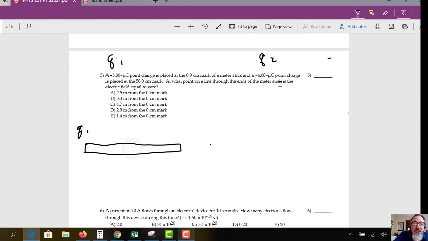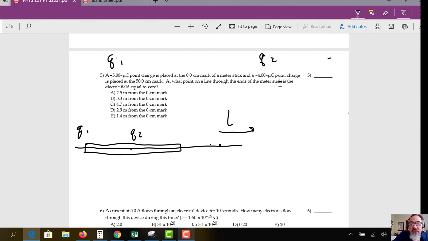Here's Q1. Q2 is in the middle. So the electric field because of Q1 is away everywhere. We're looking at the electric field somewhere in here, right? That's what they tell us from the end. So there's a point out here somewhere where the electric field is actually 0.